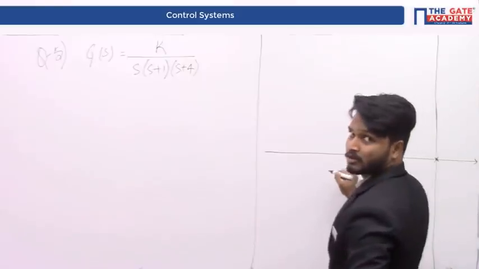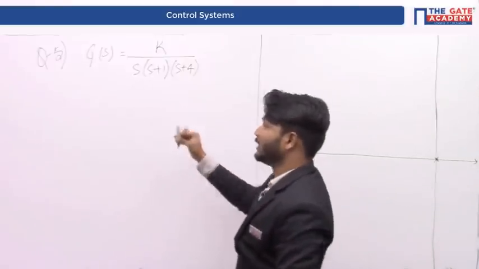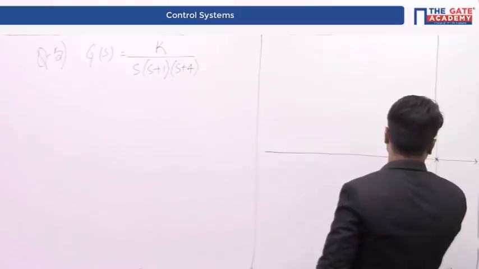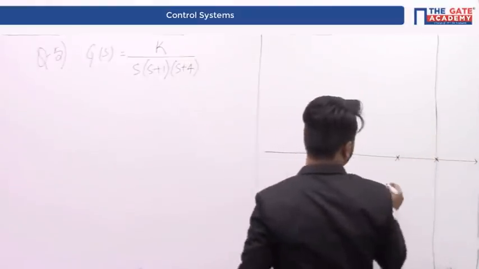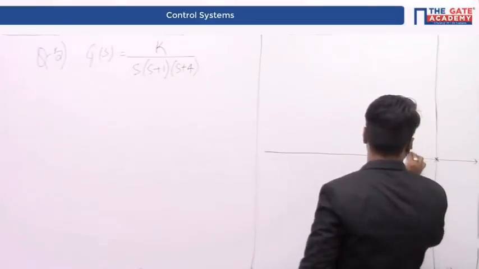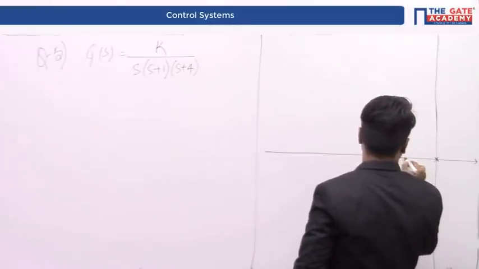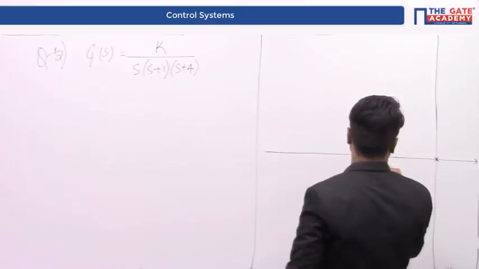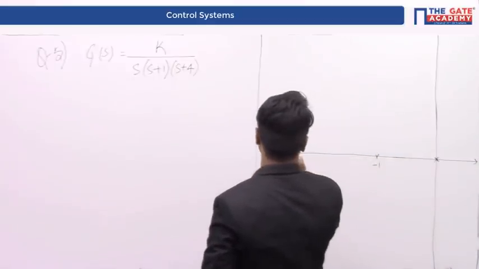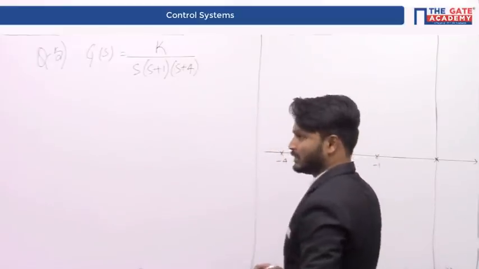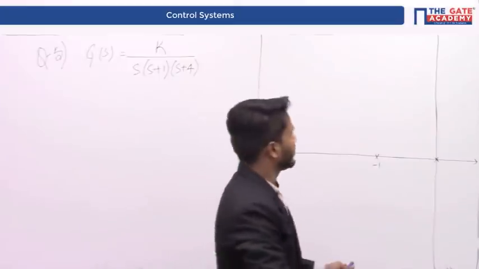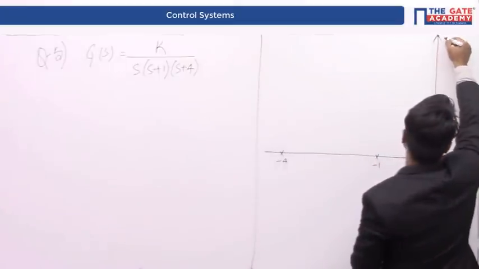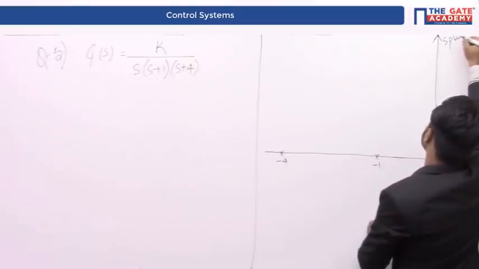There is a pole at the origin, that is this pole, and there is a pole at minus 1. This factor corresponds to the pole at minus 1, and there is a pole at minus 4 also. So these are the placements of the open loop poles in the S plane. This plane is nothing but the S plane.